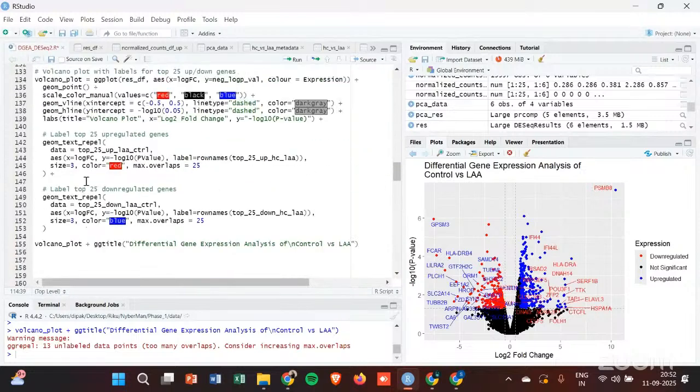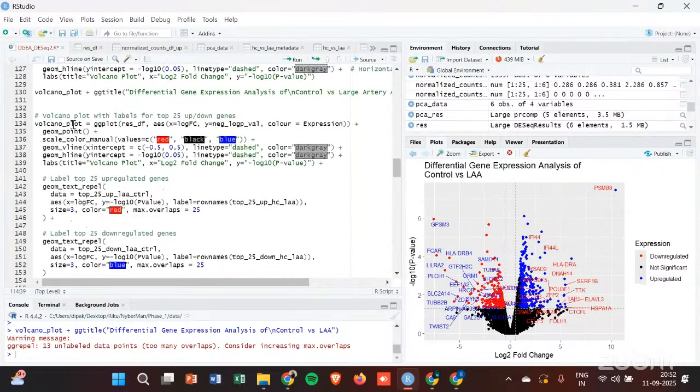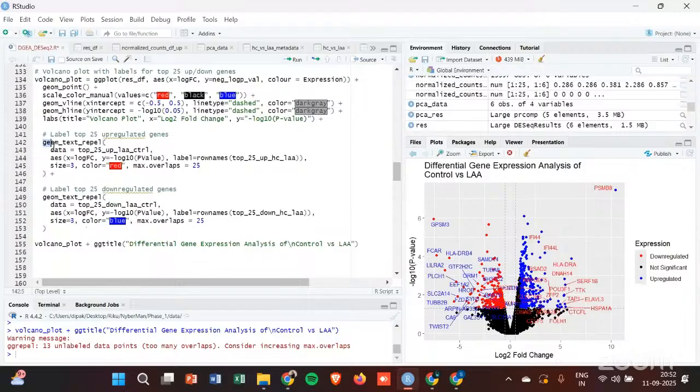So this is what I was explaining then. You define the volcano plot as you defined it earlier. Then you use this function called geom_text_repel. The first thing that you give to geom_text_repel is the data, which is your top 25 up HC LA. This is the one that has the information on which are your top 25 upregulated genes, right? Then you define the X and the Y axis.